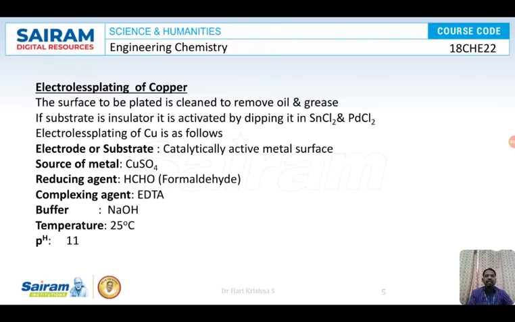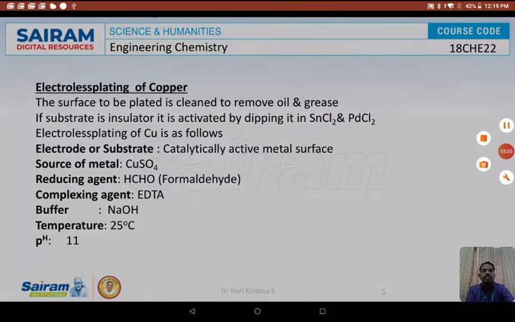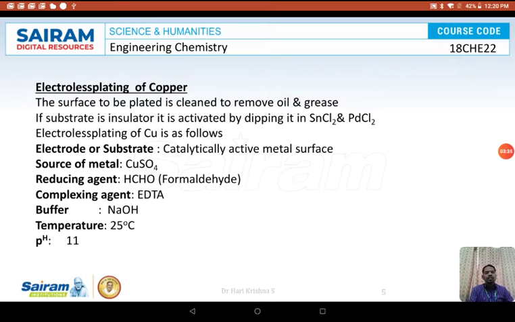Next, we have electroless plating of copper. This electroless plating of copper has very vast applications. So what are those applications? We'll discuss later. In this electroless plating, the article to be plated is first degreased. Oil and grease will be removed. It will be cleaned. Next, it will be activated. So how is it activated? By dipping alternately in stannous chloride and palladium chloride, it is made active.